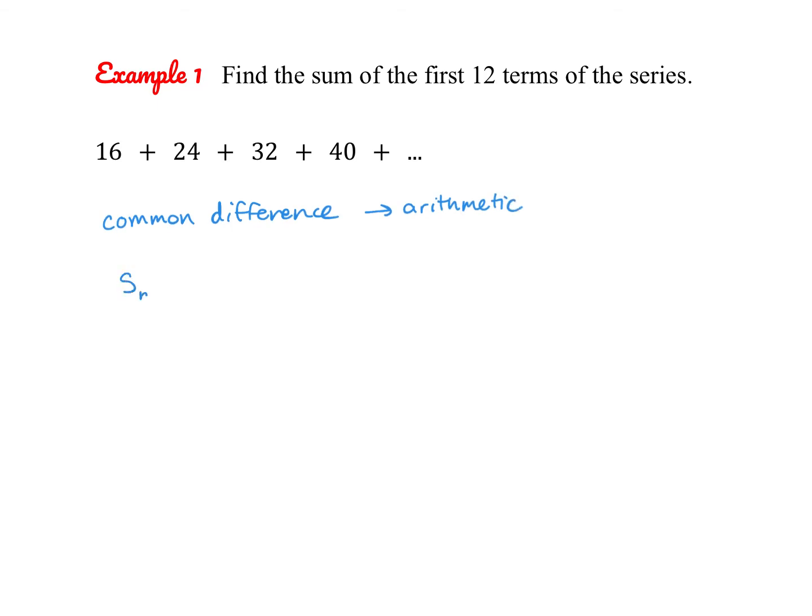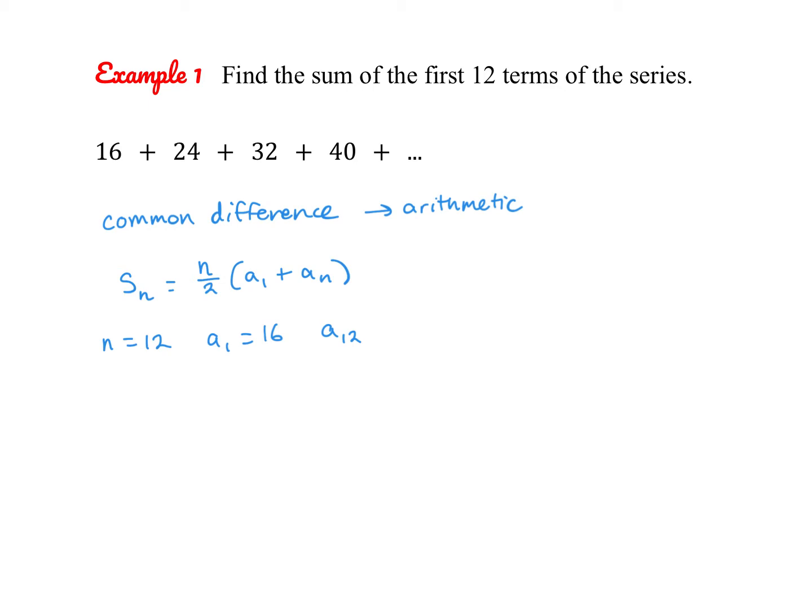To help us find the sum, we're going to use this formula, n over 2 times the sum of the first and the last term. Here we want to find the sum of the first 12 terms, so n is 12. We can see that a sub 1 is 16, but we need to figure out what a sub 12 is. We need to know the 12th term to help us find this sum.